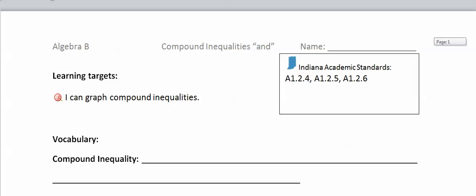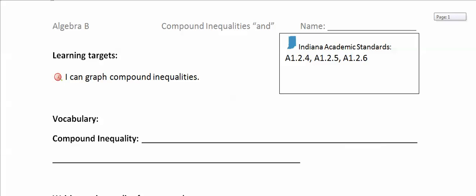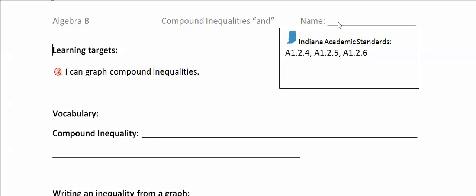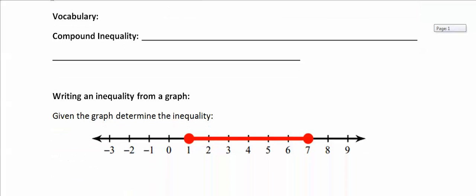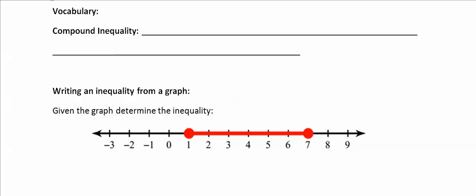Alright, so today's lesson is compound inequalities, specifically the AND compound inequalities, and our learning target is that I can graph compound inequalities. Okay, so a compound inequality is an inequality with multiple conditions.